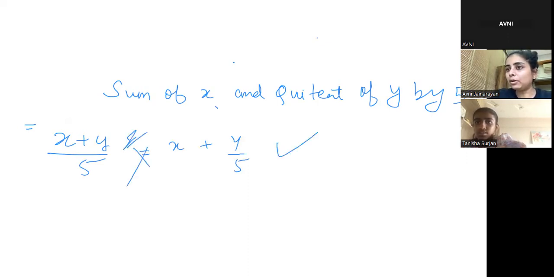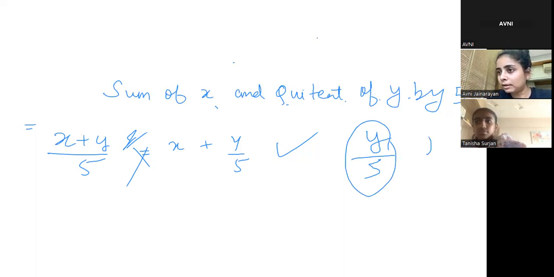Sum of x and quotient of y by 5. Y by 5 is like this. ऐसे लिखते हैं ना? So quotient is what? The number that comes ऊपर. This is quotient, this is divisor, dividend, and then there is remainder, right? So what is quotient? If you divide these two, you will get the value. That is the quotient, right?